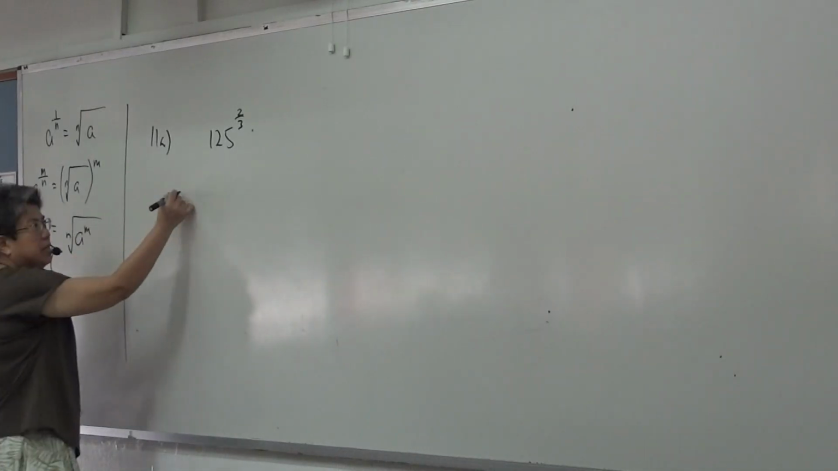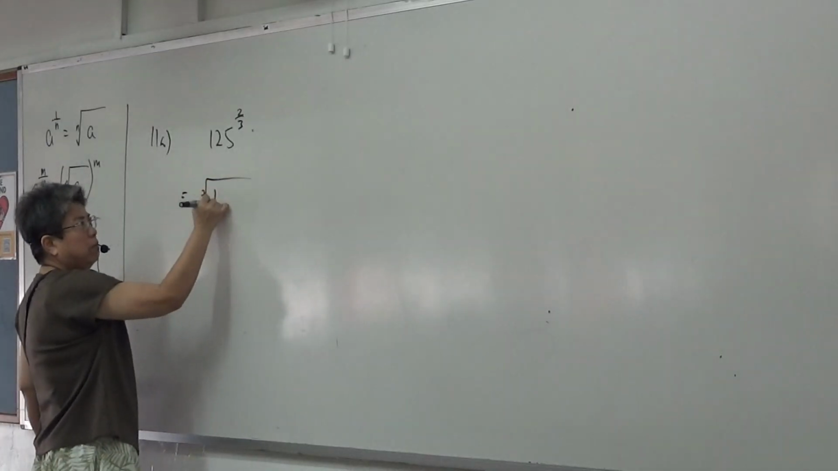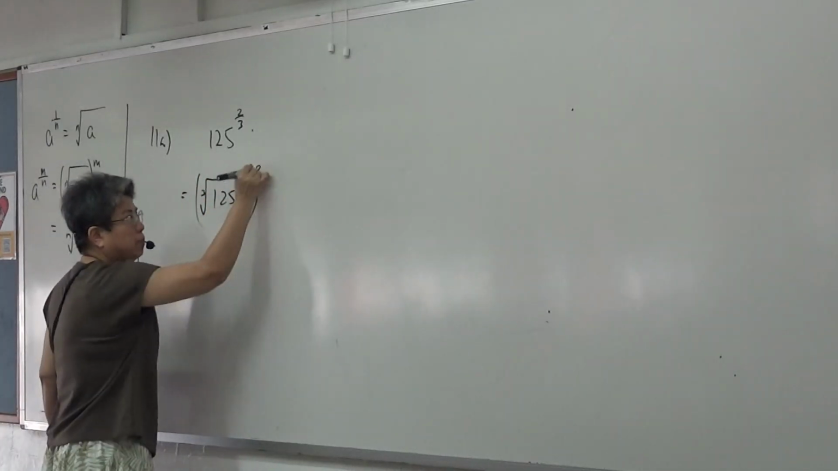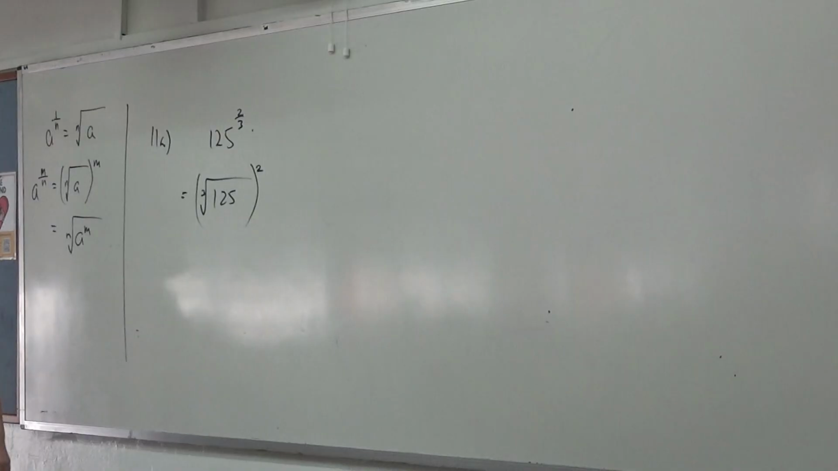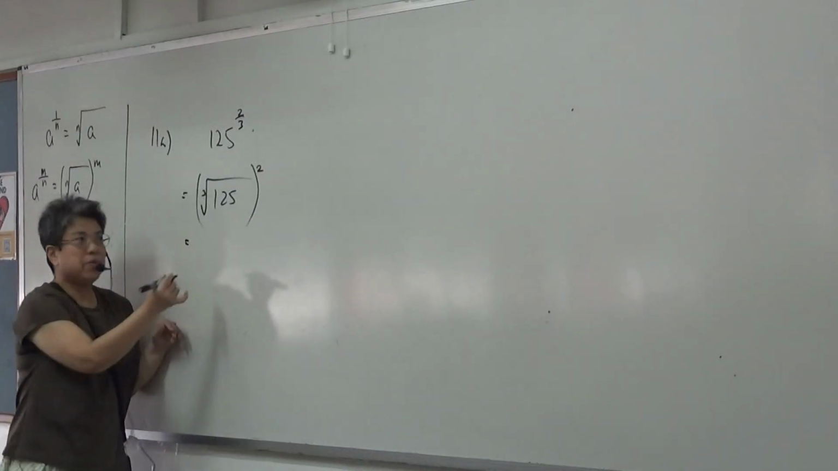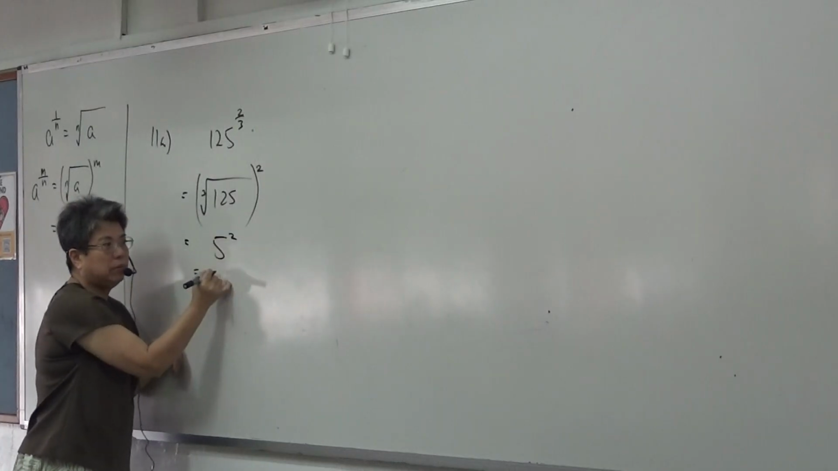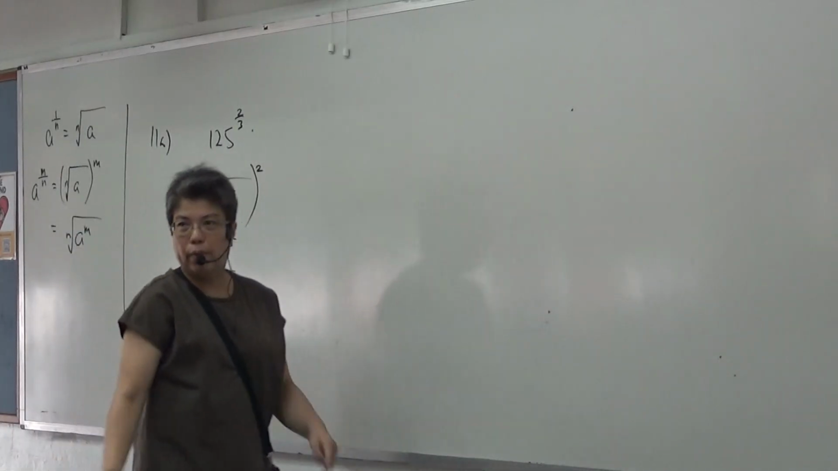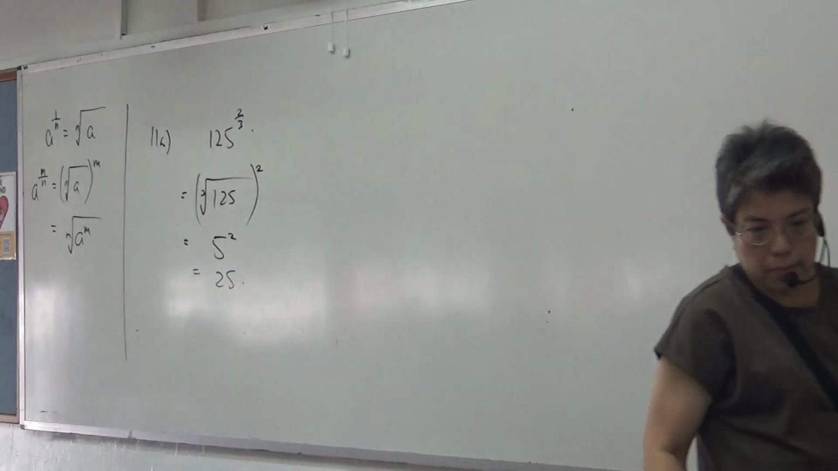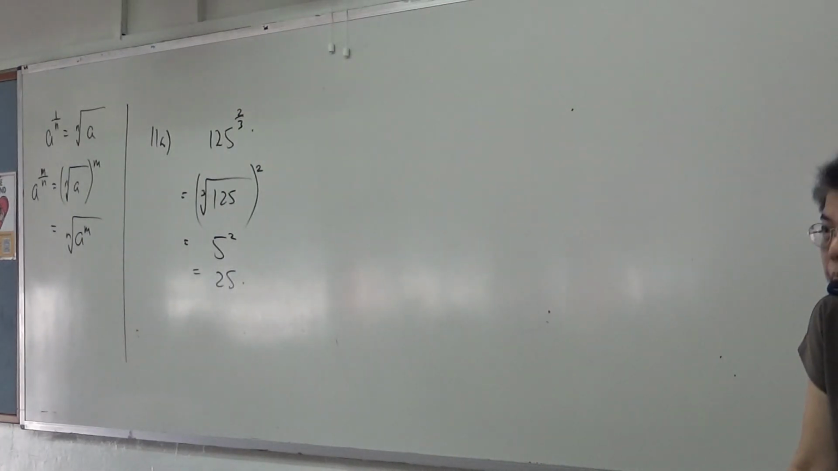Now, this is the same as cube root of 125 raised to power 2, right? Simple. What is cube root of 125? 5. 5 power 2? 25. Straight away the answer. Understand? This is how you present.